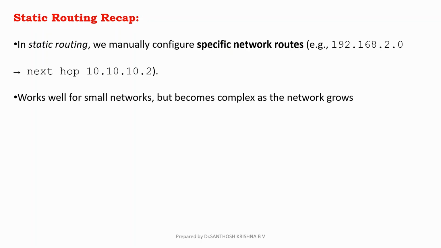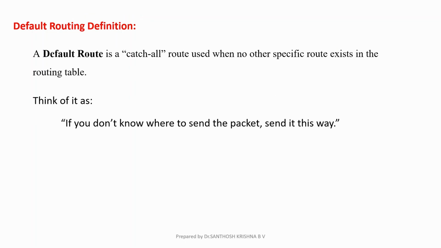In static routing, we manually configure the specific network routes. For example, if my destination is the 192.168.2.0 network, I'll give a command like ip route 192.168.2.0, followed by the subnet mask, then followed by the next hop to this router. That is how we have done the static routing. It works well for small networks, but it is complex for bigger networks, as we have discussed earlier.